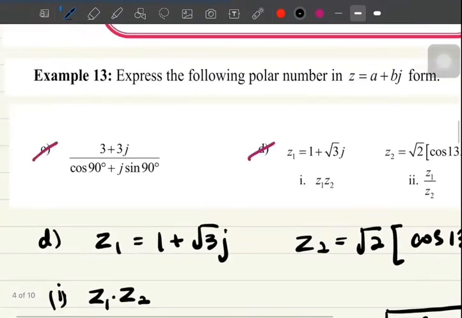Okay, I want you to do C. So C is given as 3 plus 3J over cos 90 plus J sin 90. So it means it wants you to find Z1 over Z2. So what do you need to do first?